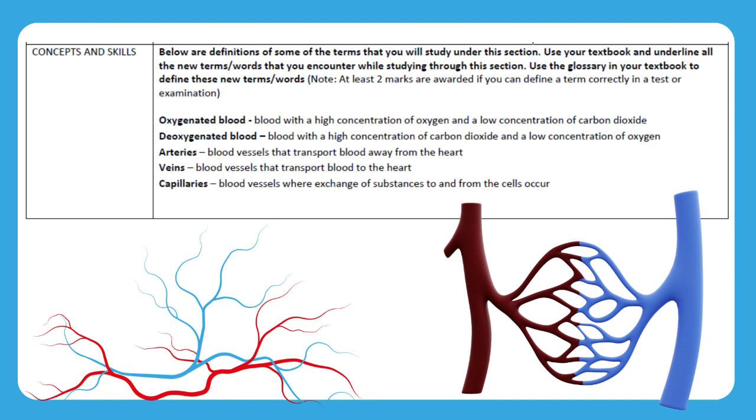Oxygenated blood. Blood with a high concentration of oxygen and a low concentration of carbon dioxide. Deoxygenated blood. Blood with a high concentration of carbon dioxide and a low concentration of oxygen. Arteries. Blood vessels that transport blood away from the heart. Veins. Blood vessels that transport blood to the heart. Capillaries. Blood vessels where exchange of substances to and from the cells occur.